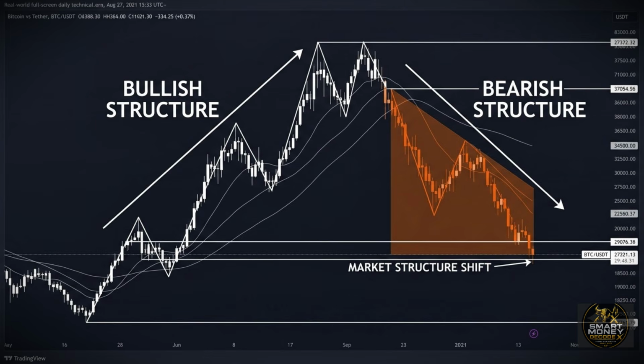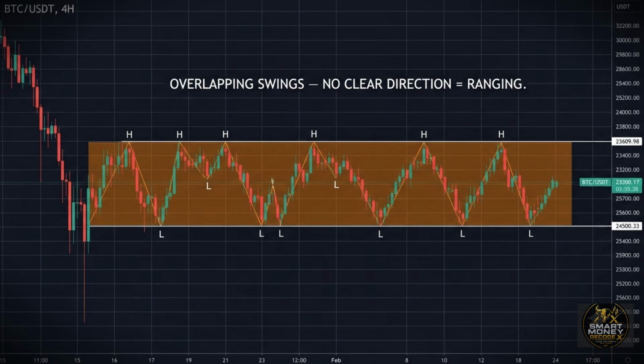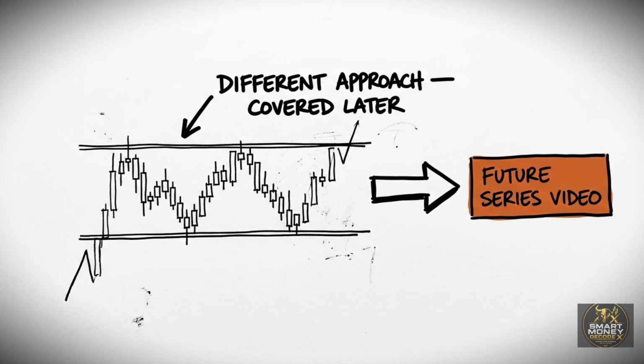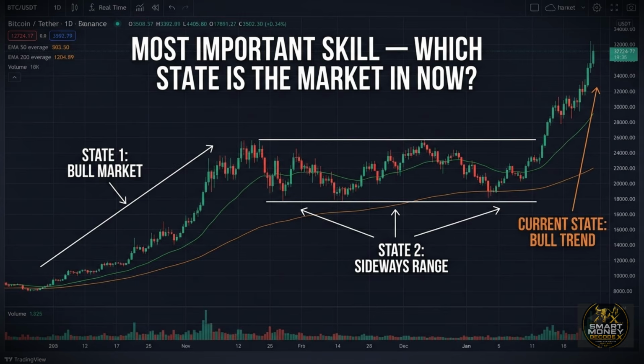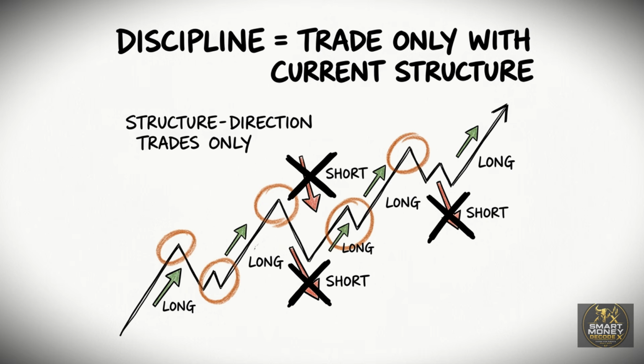Bullish structure is trending up. Bearish structure is trending down. When structure is neither clearly bullish nor clearly bearish, when swing highs and swing lows are overlapping without a clear directional bias, the market is ranging. And ranging markets require a completely different approach, which we will cover in detail in a later video. For now, the most important skill is identifying which of these three states the market is in and having the discipline to only take trades in the direction of the current structure.